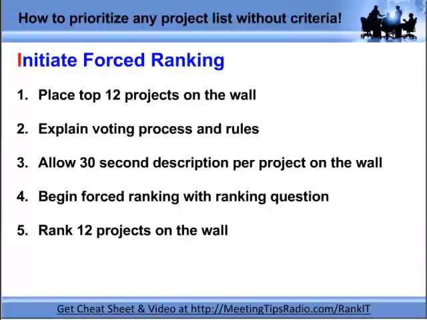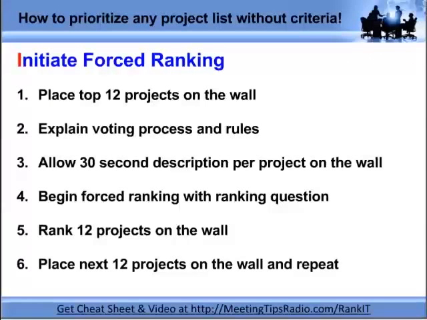You put those 12 projects up on the wall, and you use this forced ranking to get the list organized, and then you bring up another 12. That's the summary of it, and Reine's going to walk you through a visual of how it works. Yep, and I'm going to try to do this quickly.